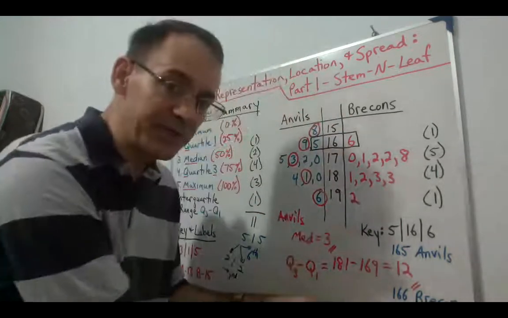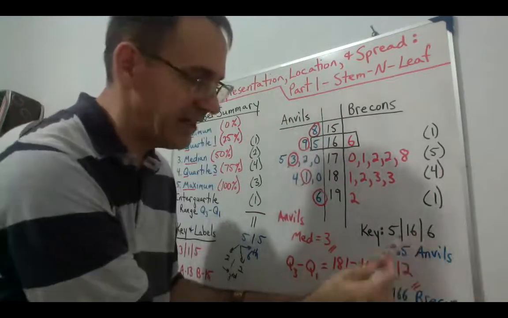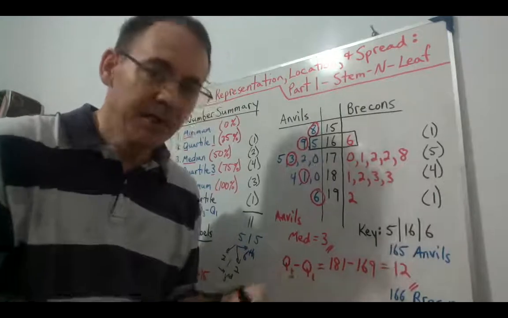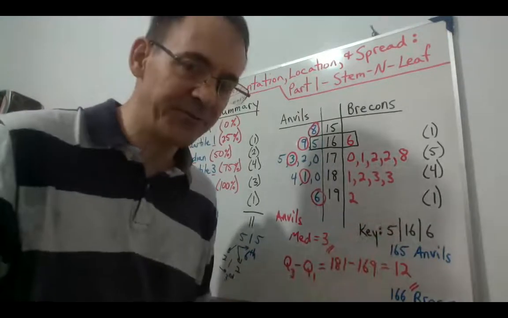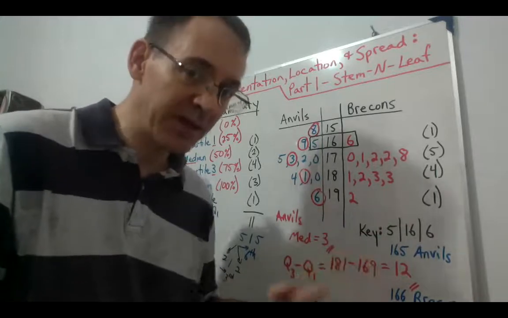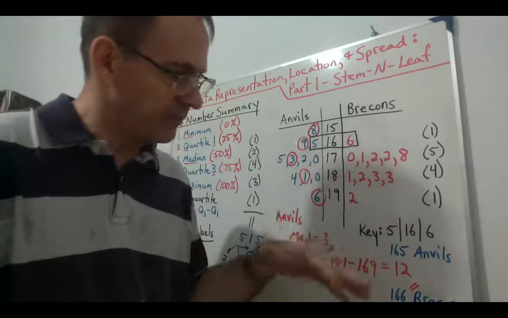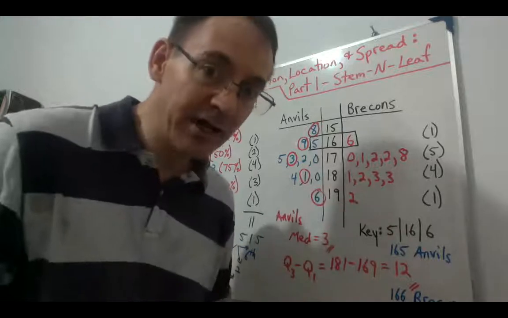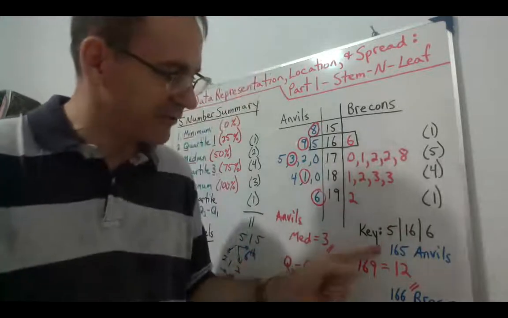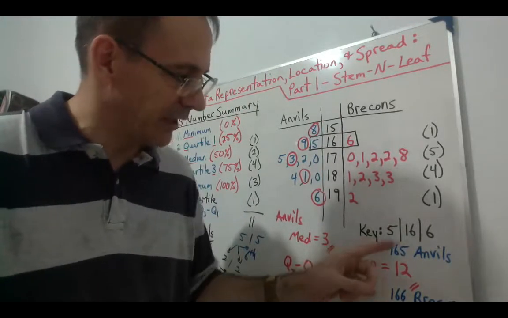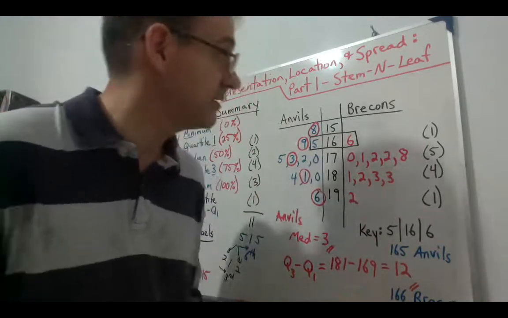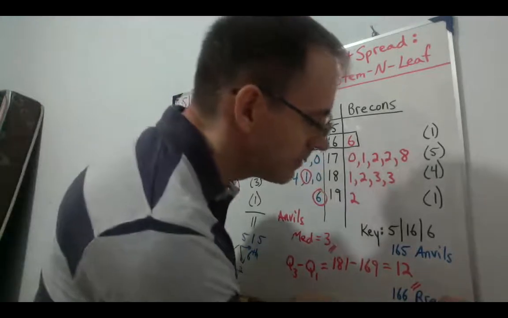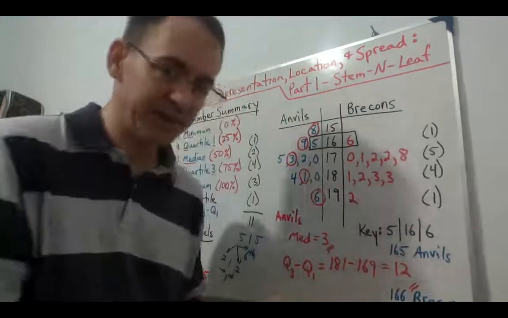So you need to put the meaning, not just the key. You need to interpret it. That way people, when they're looking at it, know that this is 165 and not like 0.165 or 16,500, you know, so you have to show the meaning. So 165 for the anvils, 166 for the beacons, and so make sure you put the key.